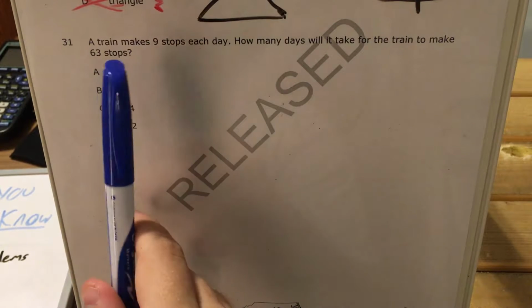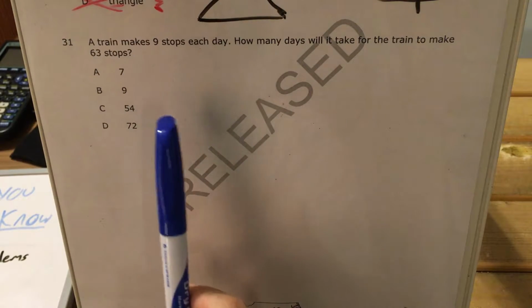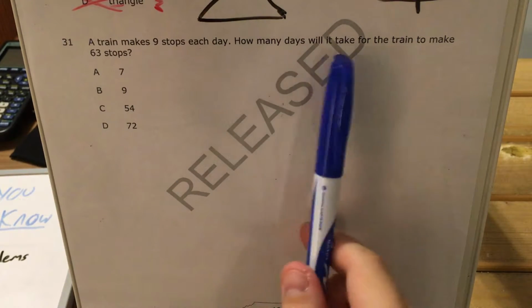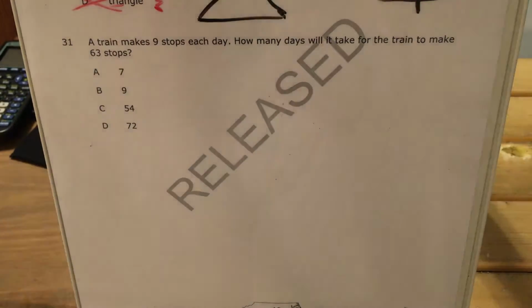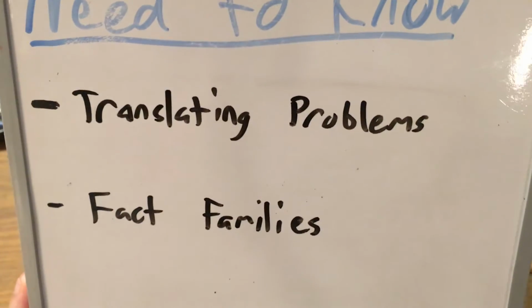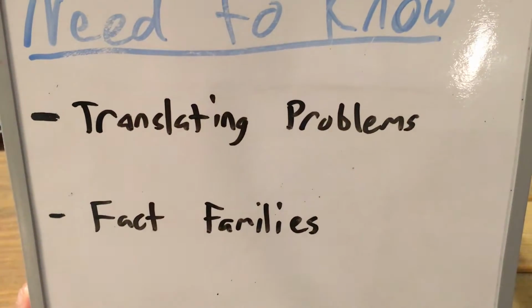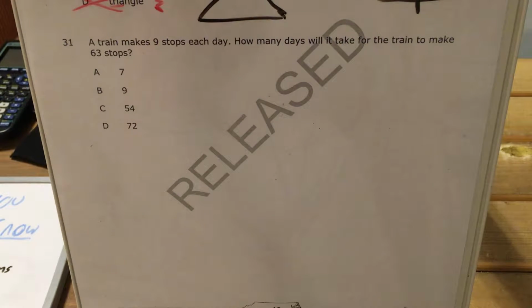This is Mr. W. Today we're going to tackle question 31 in the third grade math questions that North Carolina released during this past school year. We see that a train makes 9 stops each day, and we're being asked to figure out how many days it's going to take for the train to make 63 stops. Now, the two skills are ones that I've gone over in other problems, translating and using fact families. So if you watch the other videos, you'll get a couple more examples of each of those ideas, but we're going to go ahead and tackle this one.